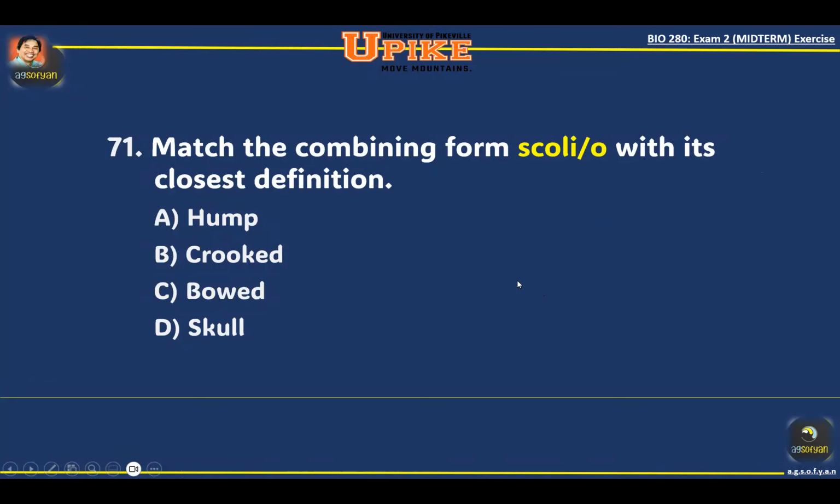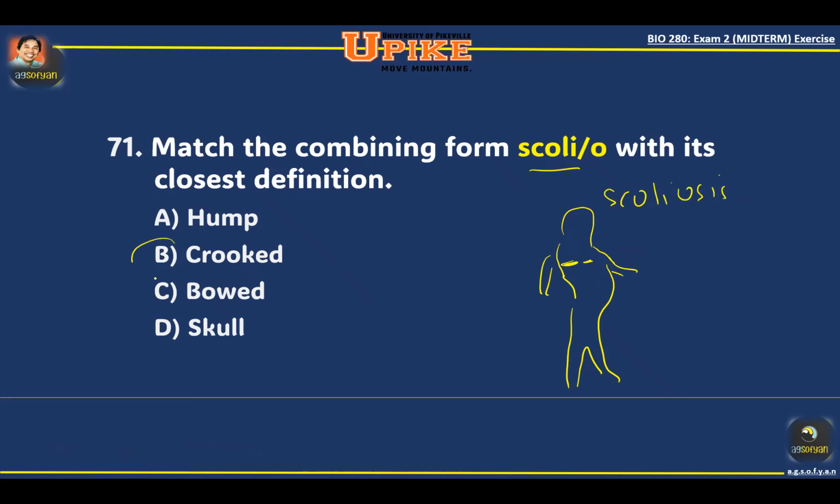How about scolio? If you see someone whose back over here is not straight, it's crooked, that means scoliosis. Someone that has scoliosis has a crooked backbone over here, right?